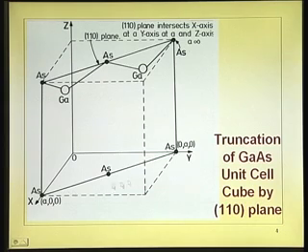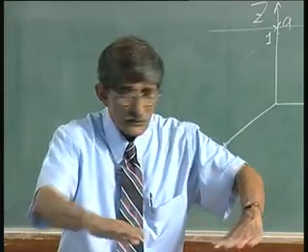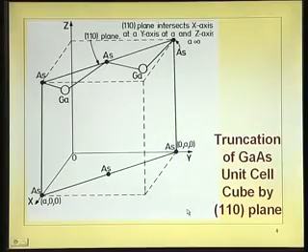This particular plane intersects the x axis at A and the y axis at A, and the z axis at infinity. So this is 1 1 0: the inverse of 1 is 1, the inverse of 1 is 1, the inverse of infinity is 0. So this is the 1 1 0 plane. And this actually cuts or intersects the 1 0 0 plane. The bottom is actually the 1 0 0 plane.